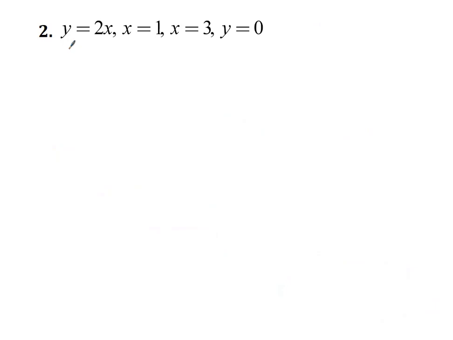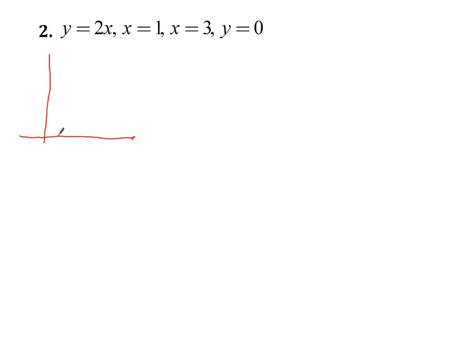Okay, so now what we're going to do is find the volume of the solid found by revolving the region bounded by y equals 2x, x equals 1, x equals 3, and y equals 0 about the x-axis. So let's first determine if we're going to be using the disk method or the washer method. Let's make a little sketch of this, shall we?